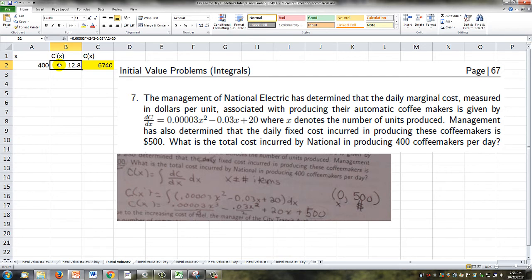The daily cost is increasing at a rate of $12.80 per additional coffee maker. Or it's a marginal, so we would use the marginal way of interpreting. The 401st coffee maker is going to cost approximately $12.80. So you have to be able to understand what both of these functions are giving you. One's a rate of change or a marginal cost, and one is a total cost in this problem.